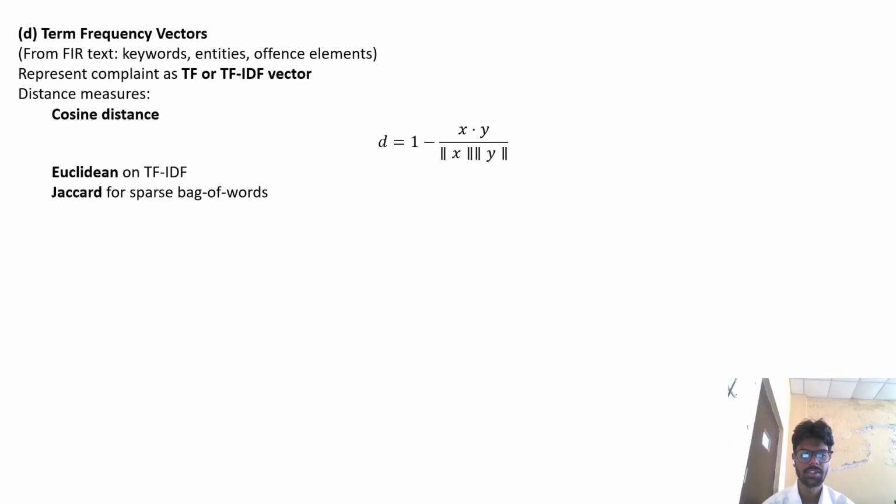Part D, term frequency vectors from FIR text: keywords, entities, or offense elements represent complaints as a TF or TF-IDF vector. Distance measure is cosine distance, d equals 1 minus x dot y divided by the norm of x times the norm of y. Alternatives are TF-IDF, or Jaccard for sparse bag of words.